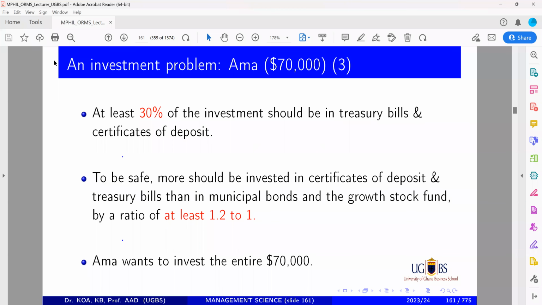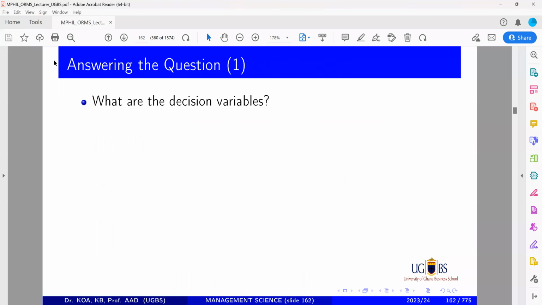At least 30% of the investment should be in treasury bills and certificates of deposit. To be safe, more should be invested in certificates of deposit and treasury bills than in municipal bonds and the growth stock fund by a ratio of at least 1.2 to 1. Amma wants to invest the entire 70,000 US dollars.